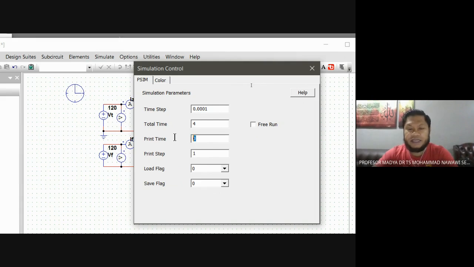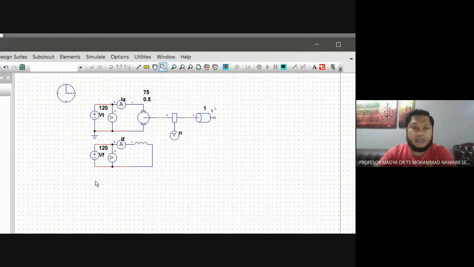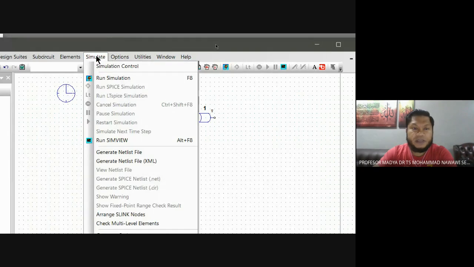You can change this actually. Print time. Print time is where you want PSIM to start recording, to start saving the data points. Instead of starting from 0, probably you want to start at 3 seconds, which means you just want to look at the steady state operation. Right, then you put it. So let's have a look.